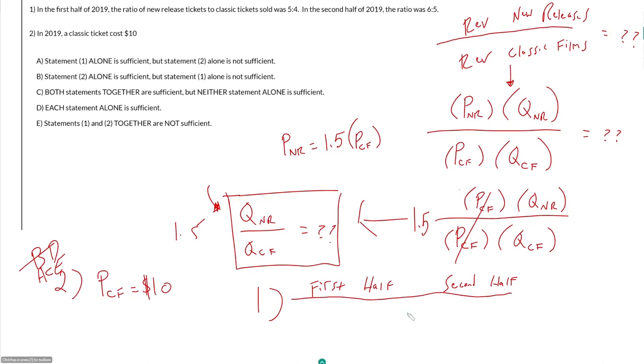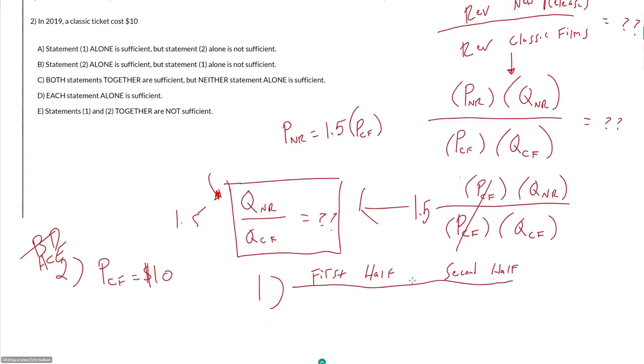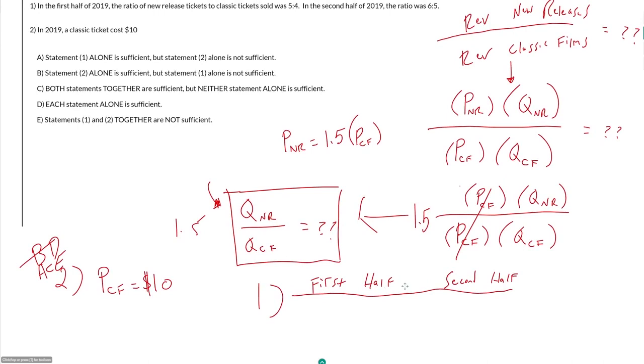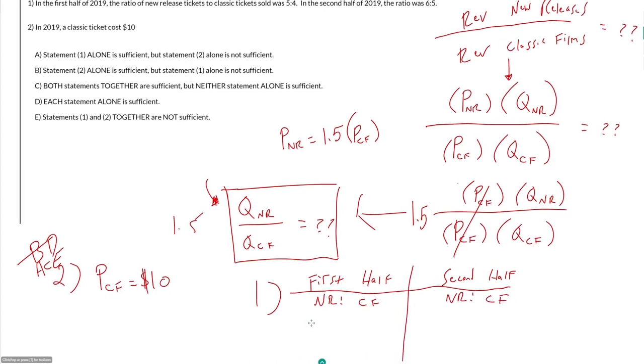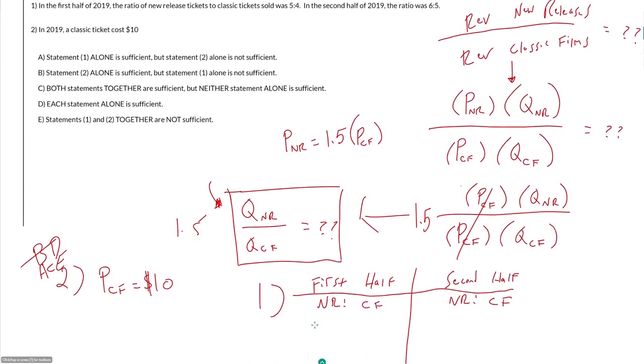But no, this is just an arbitrary designation. It's just referring to two different points in time that say nothing about the number of tickets sold during those points in time. We could sell 1 million tickets in the first half and then 1 ticket in the second half. So these two ratios are entirely unconnected. So we have two different ratios, therefore we need two different multipliers. So in the first half, the ratio of new release to classic tickets is 5-4, and 6-5 in the second.